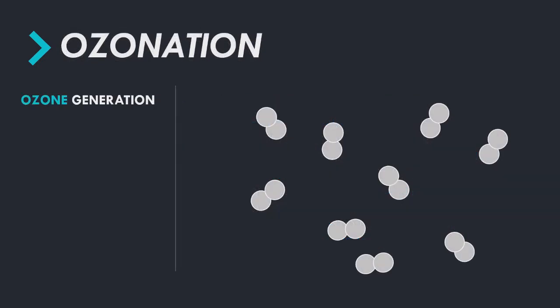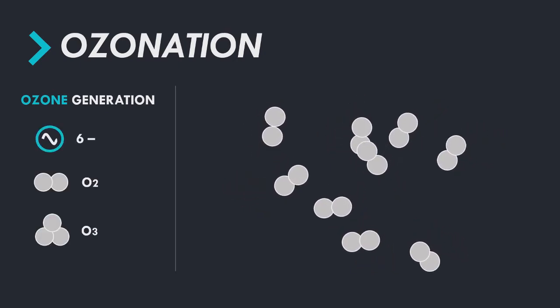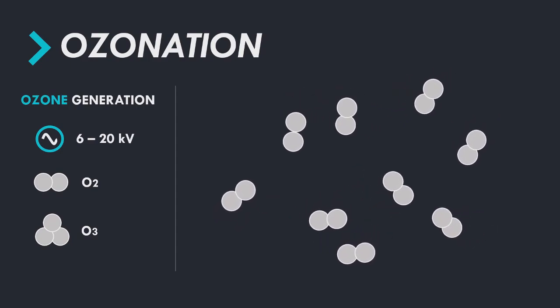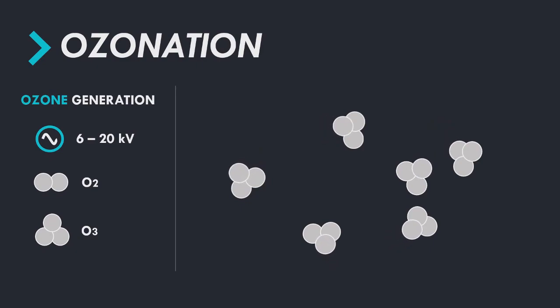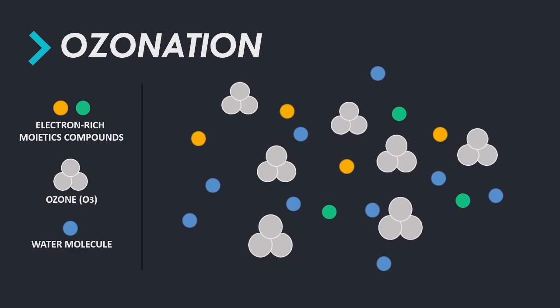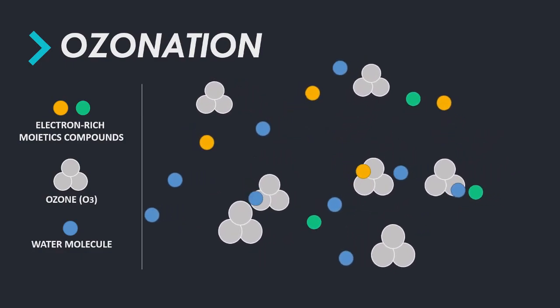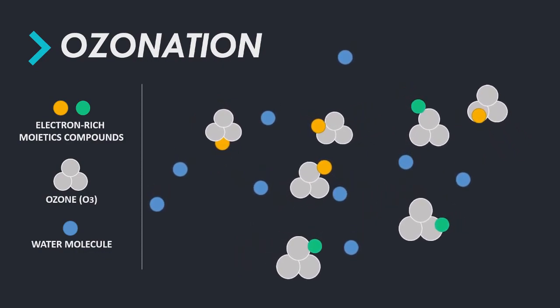Ozone is generated by imposing a high voltage alternating current, 6 to 20 kilovolts, across a dielectric discharge gap that contains an oxygen-bearing gas. Due to its instability, it decomposes to elemental oxygen in a short amount of time after generation, so ozone is generated on site. Ozone reacts selectively with compounds containing electron-rich moieties such as olefins, deprotonated amines, or activated aromatics.